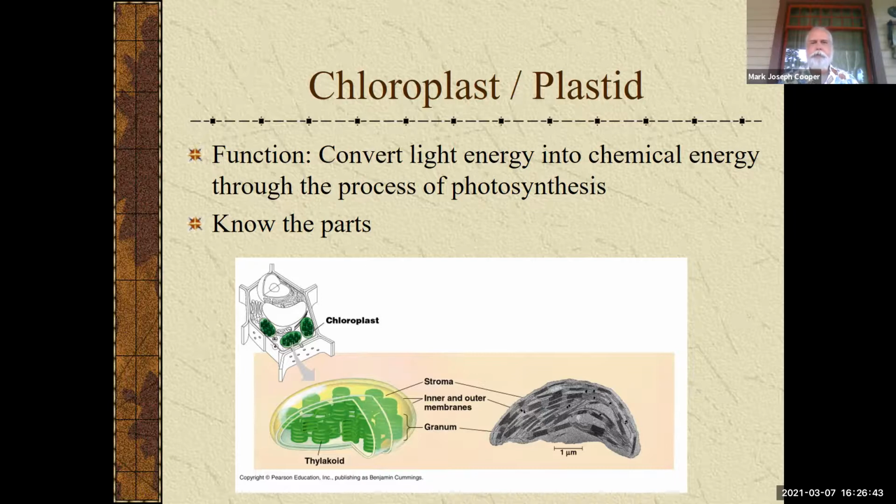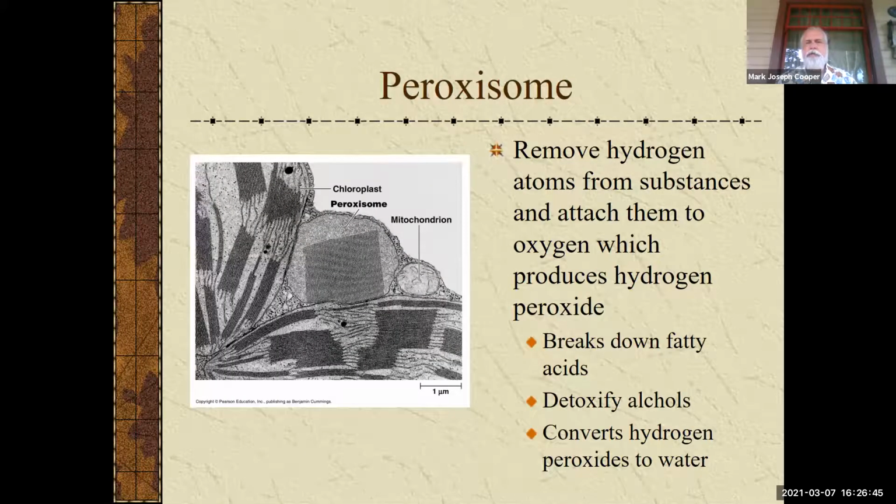So, and then we have another one that often isn't taught in high school, and it's called a peroxisome. They remove hydrogen atoms from substances. And the reason they're called peroxisomes is one of the products is hydrogen peroxide. They break down fatty acids, detoxify alcohols. I forgot an O in there and spelled it wrong. And they convert hydrogen peroxides to water to make them less dangerous for the system.